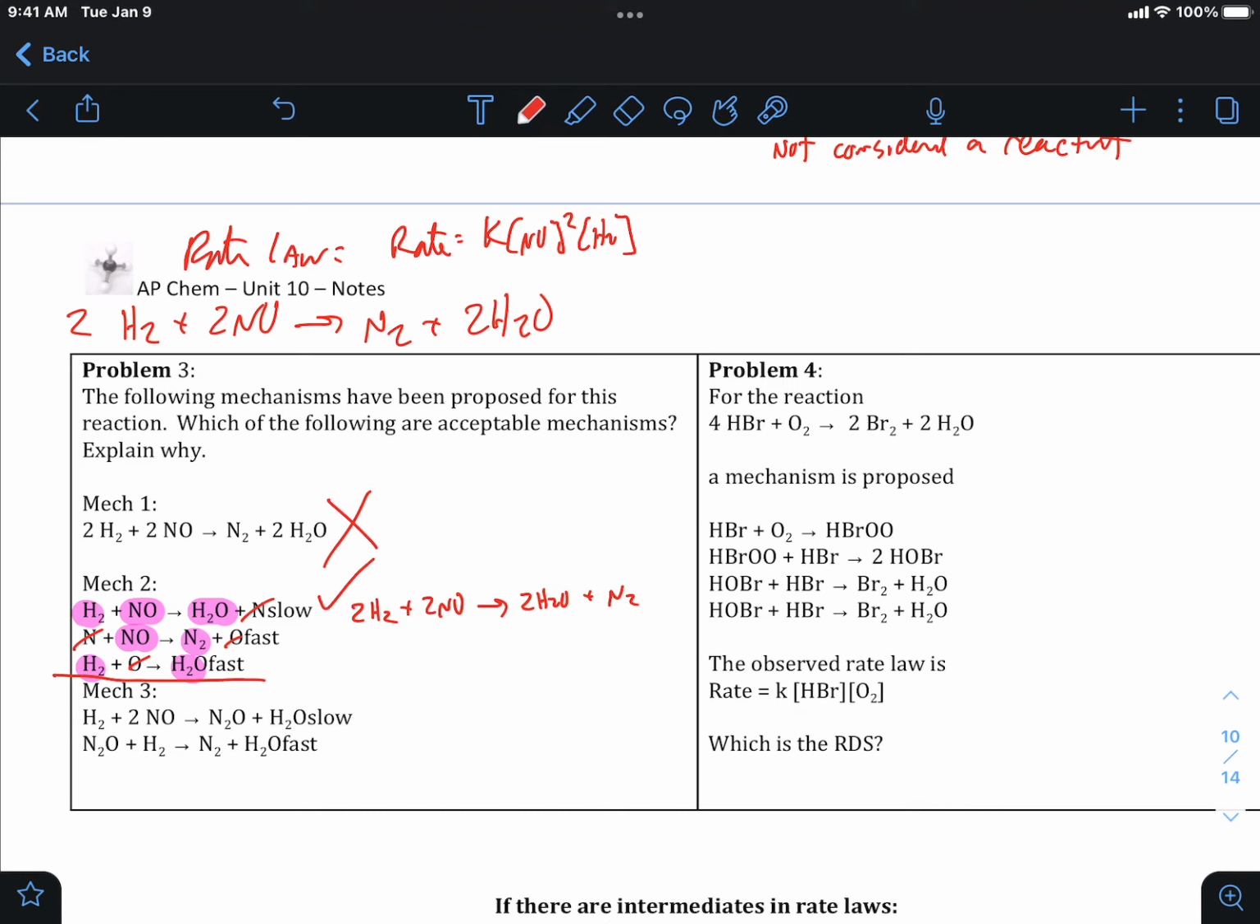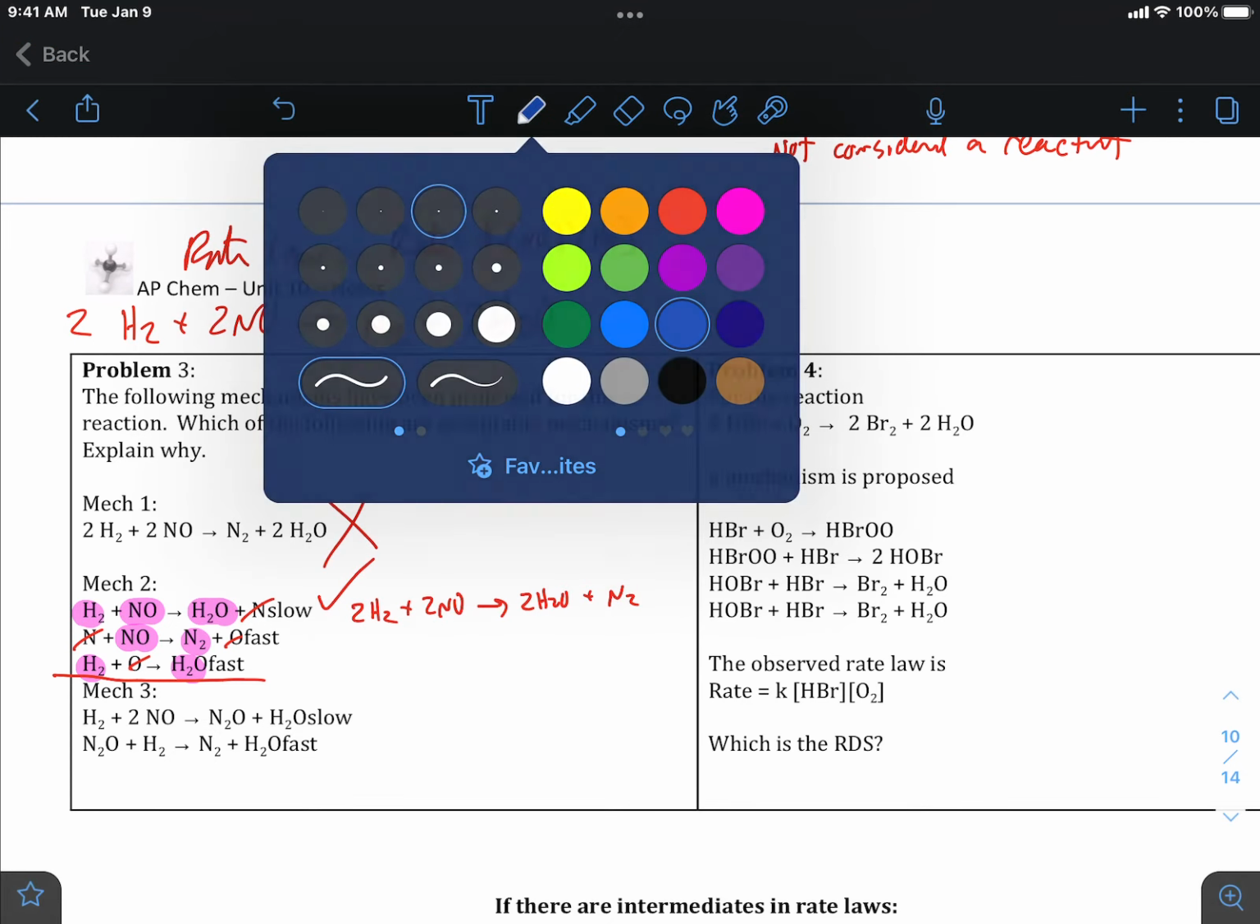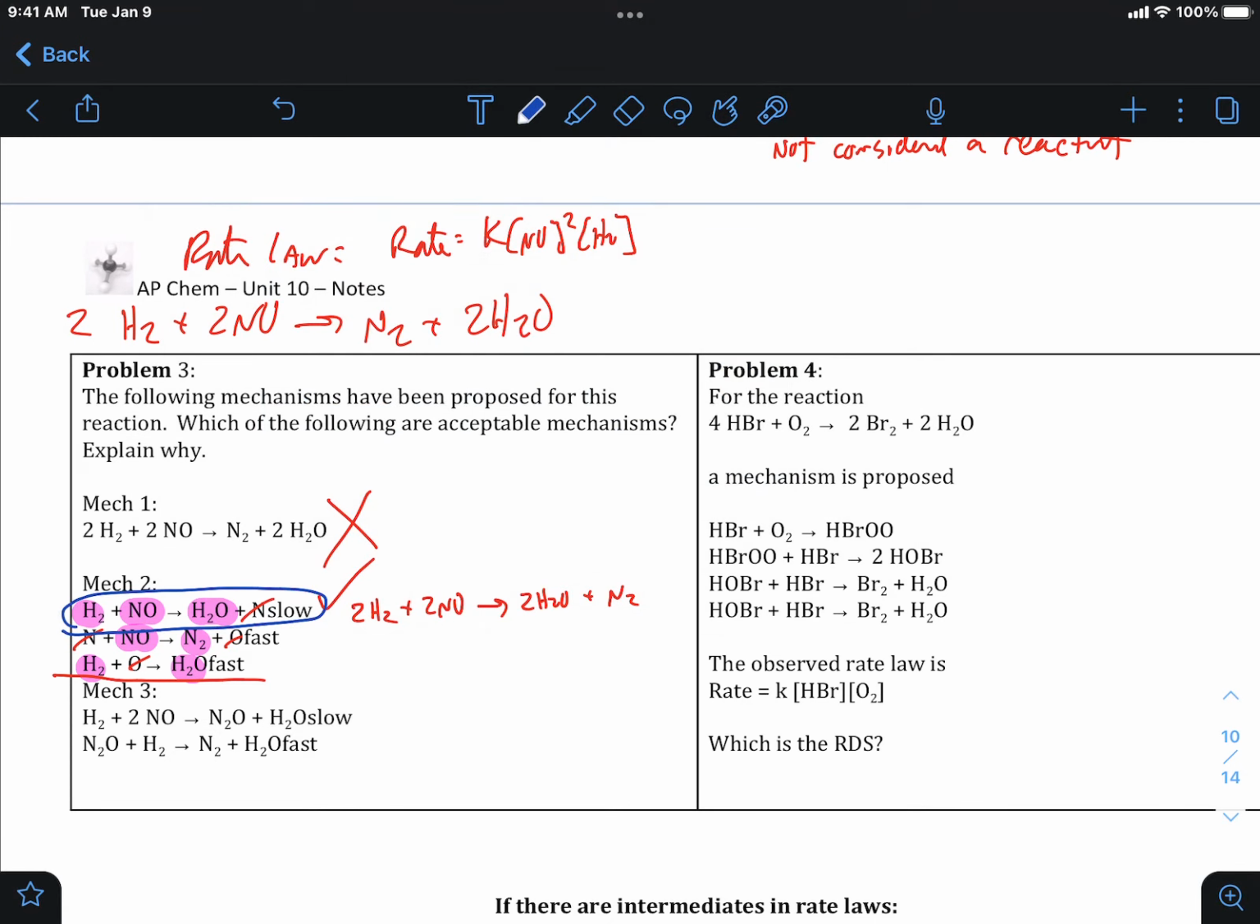So now let's do the slow step check. This is the slow step, so this is what we focus on. Do the reactants of the slow step match the reactants provided in the rate law? So H2 here and NO here, H2 and NO in the rate law, yes, except what? The coefficient is not right. So no, then.